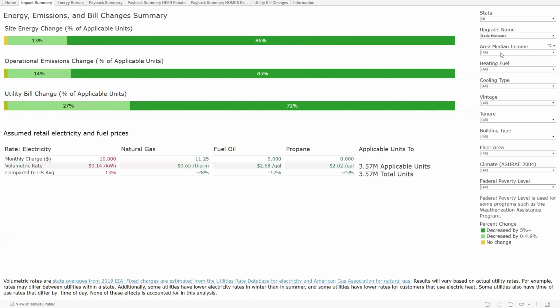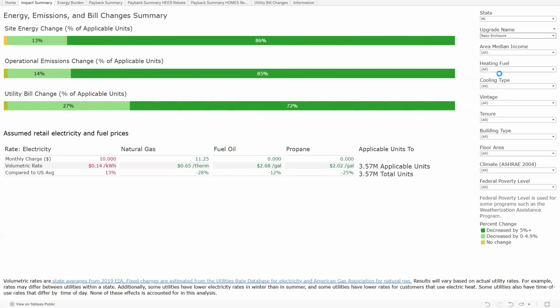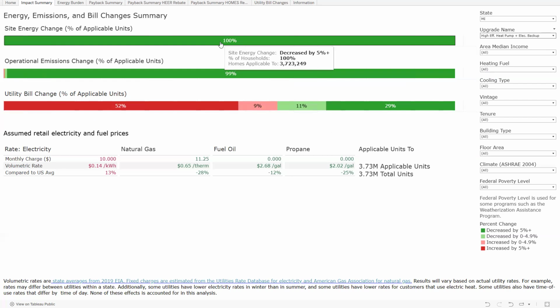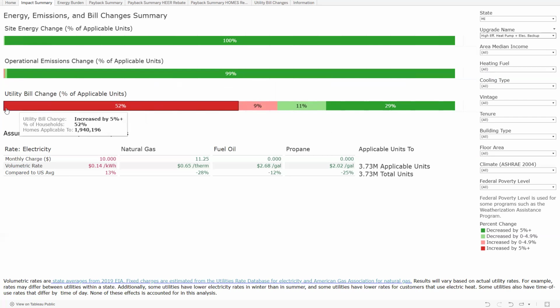So for example, if I was going to look at what a minimum efficiency heat pump will do with an electric backup system across all homes in the state of Michigan, you're going to see here that all homes are going to see a decrease in energy change by 5% or greater. The emissions are also going to go down by 5% or greater. However, the utility bill is going to change. For this example, 52% of units are going to see an increase of 5% or greater.